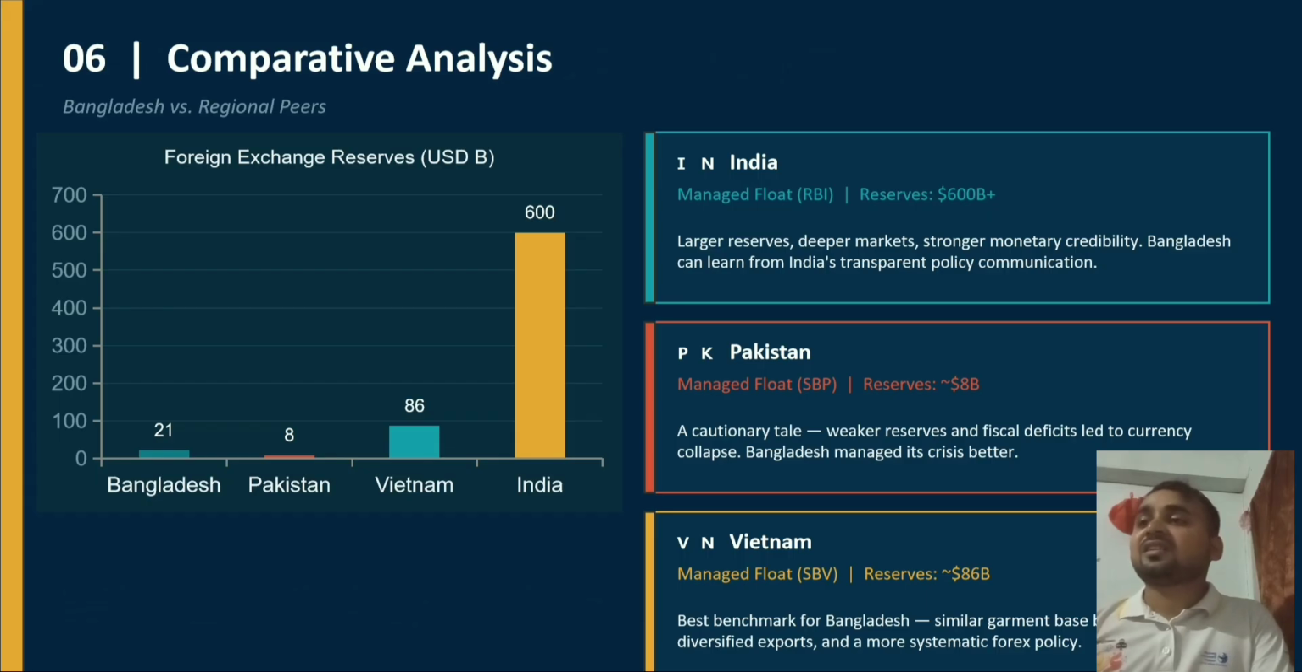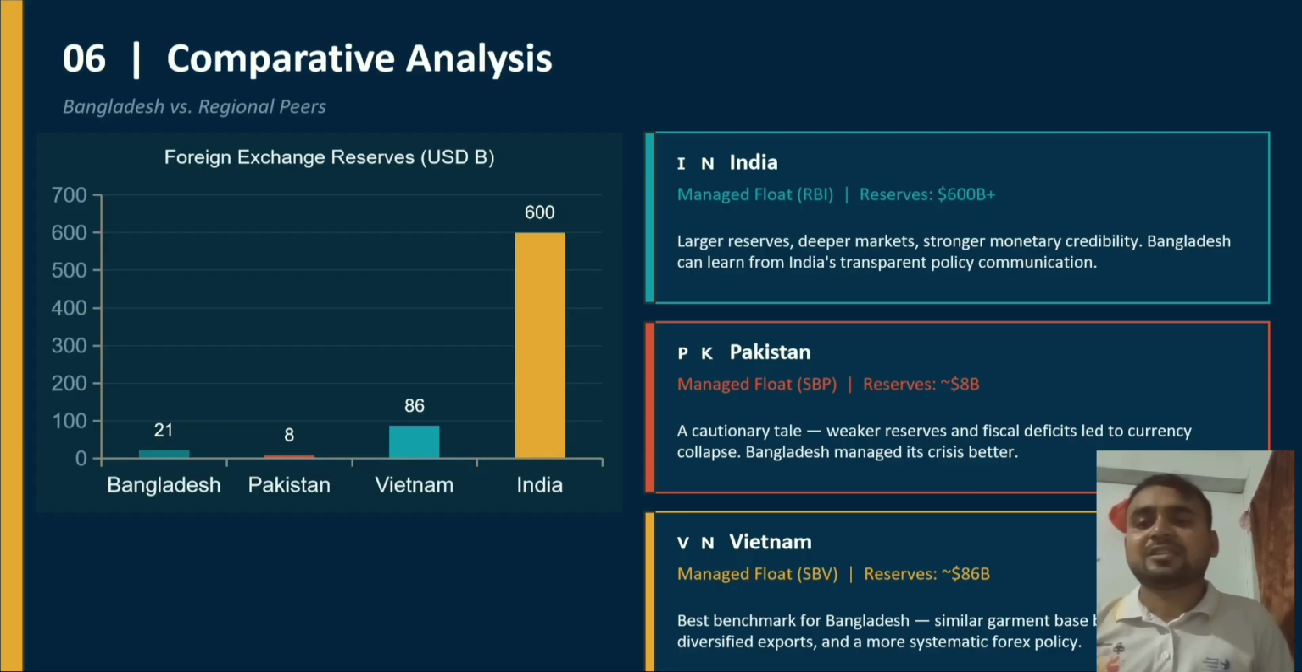So moving to the next slide, here we can see the comparison with our neighboring countries. To put Bangladesh's situation in perspective, let me compare it with three regional peers. Look at the bar chart here. Bangladesh had around $21 billion in reserves in 2023, while Pakistan had only 8 billion, Vietnam had 86 billion, and India had over $600 billion. The difference is striking.